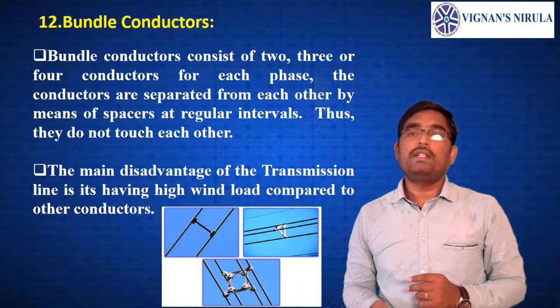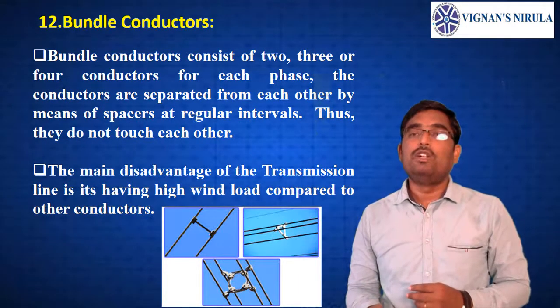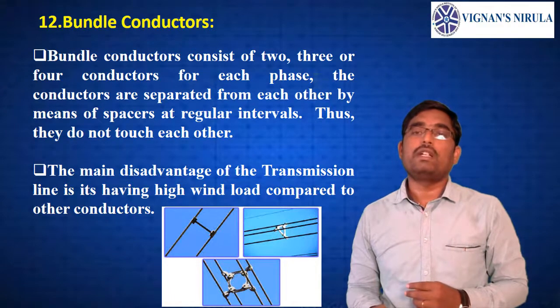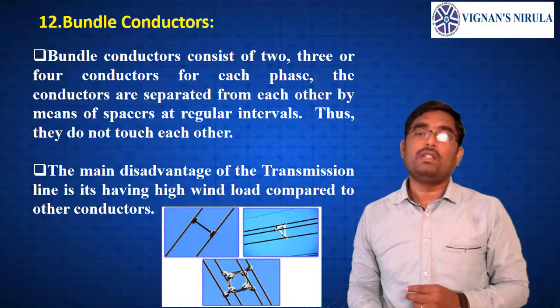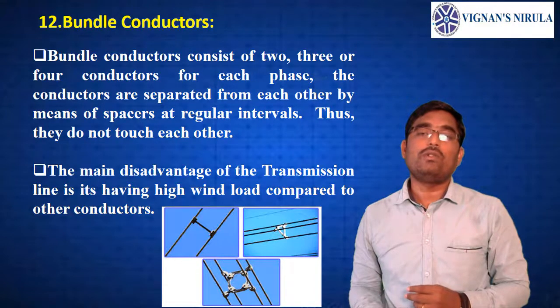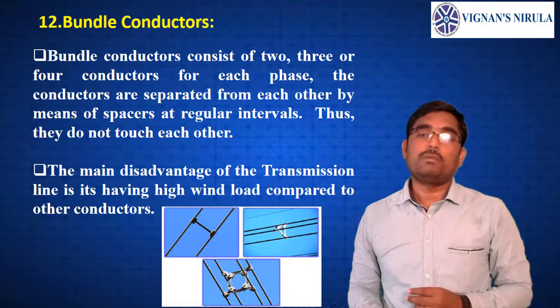So what are bundled conductors? They consist of 2, 3 or 4 conductors for each and every phase. See here in the picture. Here for the same phase we are having 2 conductors. For the same phase we are having 3 conductors over here which are in equilateral spacing. For the same phase here we are having 4 conductors which are in square shape.